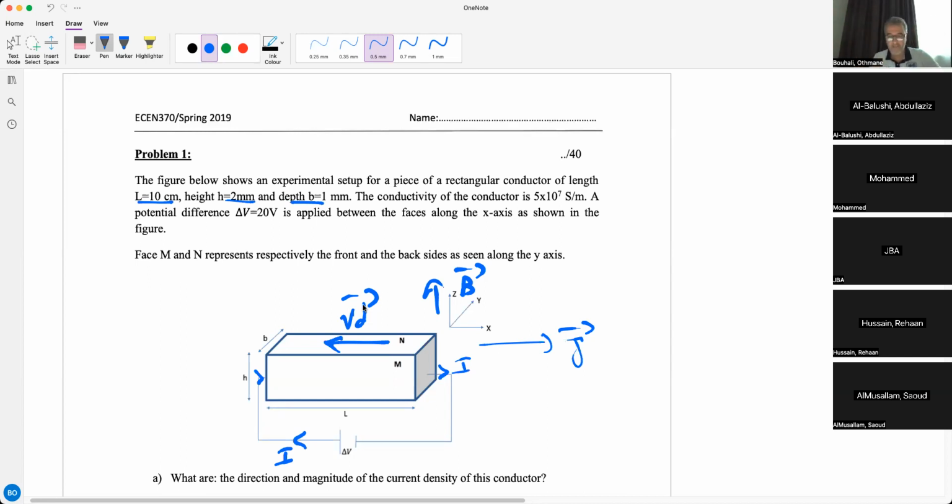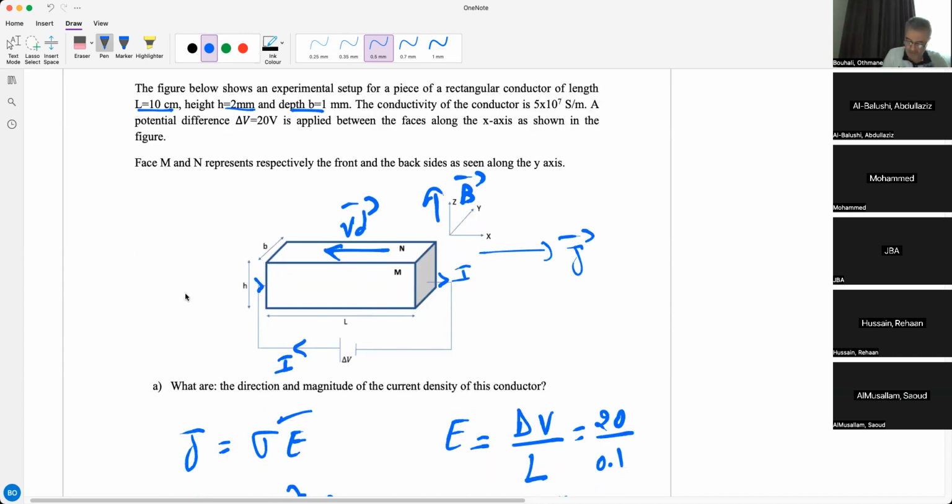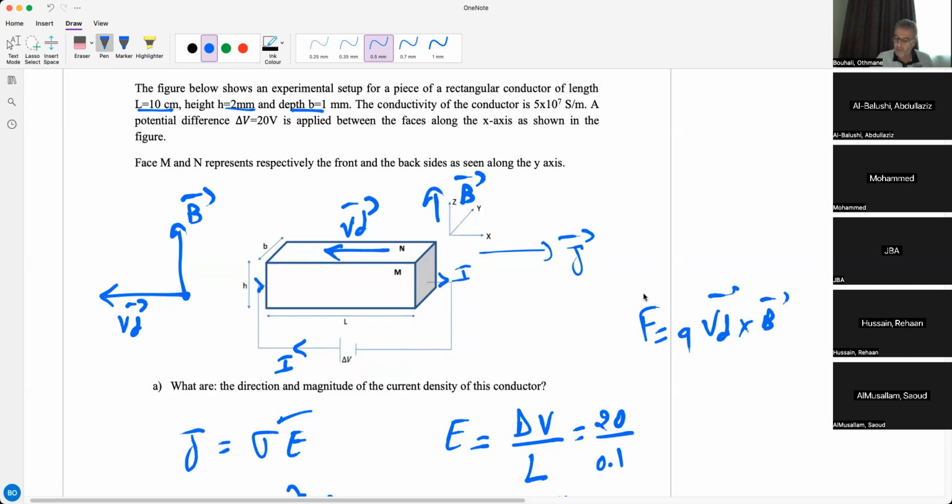Now, what do I have? I have this situation. I have a drift velocity going this way, along the negative x-axis. I have the magnetic field going this way. And I want to calculate the Lorentz force. The Lorentz force, F, is equal to Q drift velocity cross B. I want to see what is the direction of this Lorentz force.